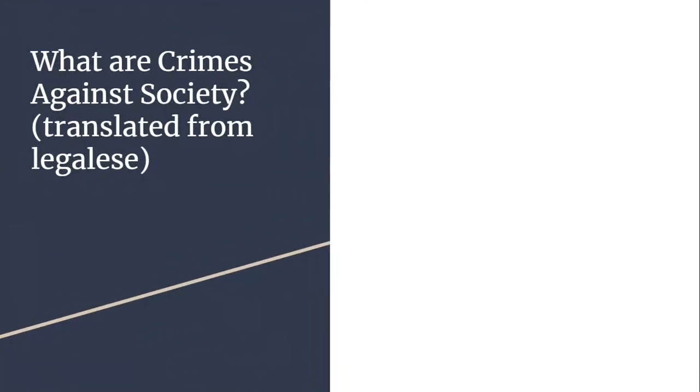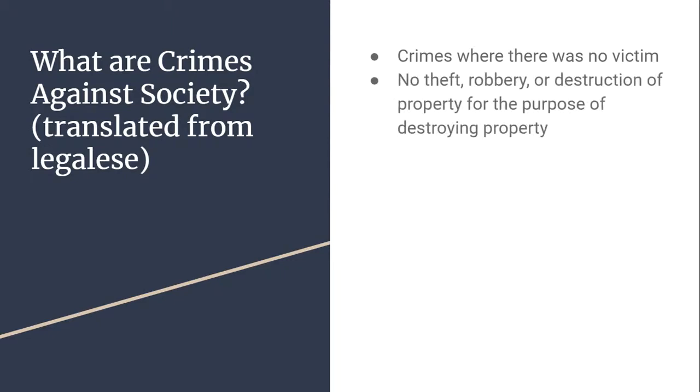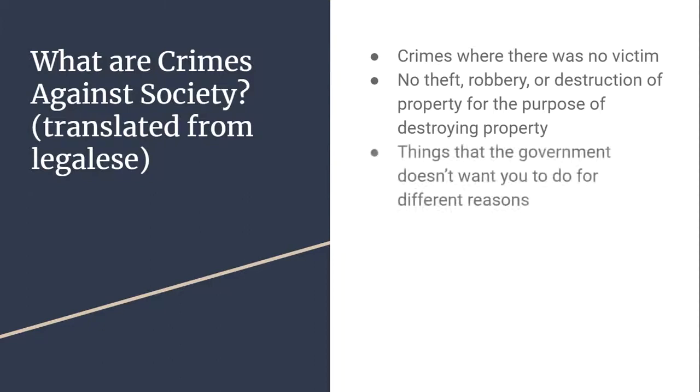What are crimes against society, except this time it's been translated from what I like to call legalese, or all those confusing terms and words that are made to trip up fancy lawyers. Crimes where there was no victim, meaning crimes where no one was hurt. There was no theft, robbery, or destruction of property for the purpose of destroying property. Property wasn't the main reason behind the committing of the crime, as well as things the government doesn't want you to do for different reasons.